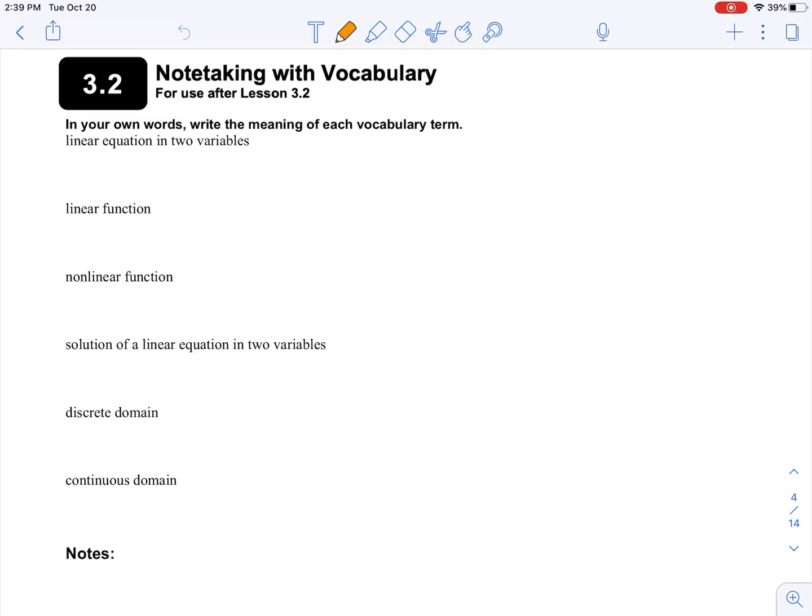So 3.2 is going to be a continuation of the functions that we talked about in 3.1. More specifically, we're going to talk about linear functions. Vocabulary-wise, first is the linear equation in two variables. Those two variables are typically going to be x and y. So that is an equation.